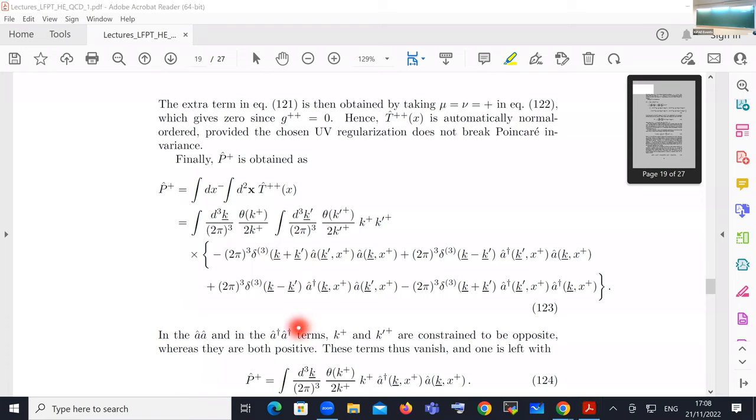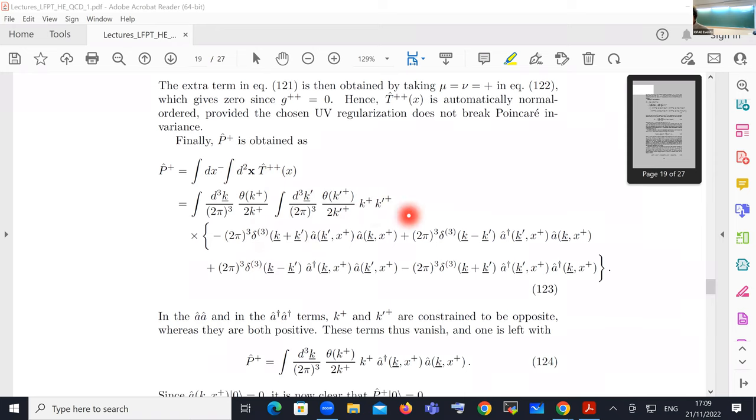So interestingly here, if you look at this, you will have terms like the AA and the A dagger terms, they come with a plus. So meaning that it contains a delta, like delta of K plus plus K prime plus. So that means that K plus and K prime plus have to be opposite to each other. But then you have also this Heaviside function here, which tells you that they both have to be positive. So they cannot be both positive and opposite to each other. I mean, at least, okay, that would have to be all zero, but then that would be something of measure zero, so that would not contribute to the integration.